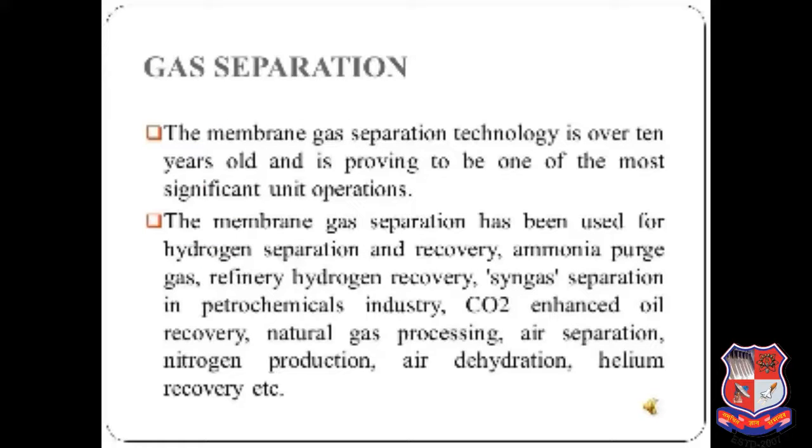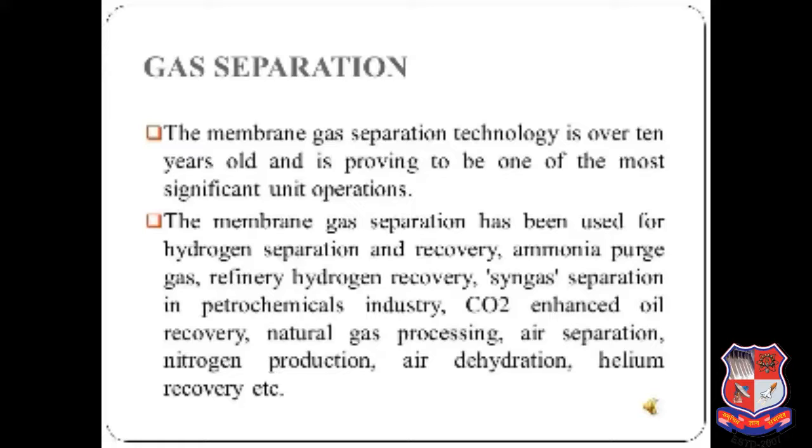The next separation is gas separation. The membrane gas separation technology is over 10 years old and has proved to be one of the most significant unit operations. Membrane gas separation has been used for hydrogen separation and recovery, ammonia purge gas, refinery hydrogen recovery, syngas separation in the petrochemical industry, CO2 enhanced oil recovery, natural gas processing, air separation, nitrogen production, air dehydration, helium recovery, etc. So in gas separation, a gas mixture can be effectively separated by synthetic membranes.